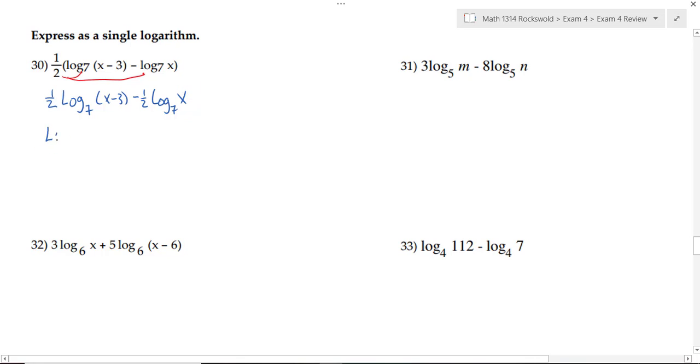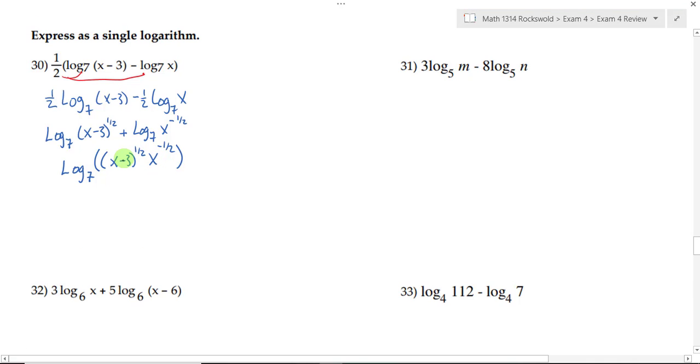And when I do that, I get log base 7 of x minus 3 raised to the 1/2 power plus log base 7 of x raised to the negative 1/2. Now I combine these using the product rule and write this as a single log. This will be log base 7 of x minus 3 raised to the 1/2 times x raised to the negative 1/2. How do I make this negative exponent positive? What do I do? Put it under this right here.